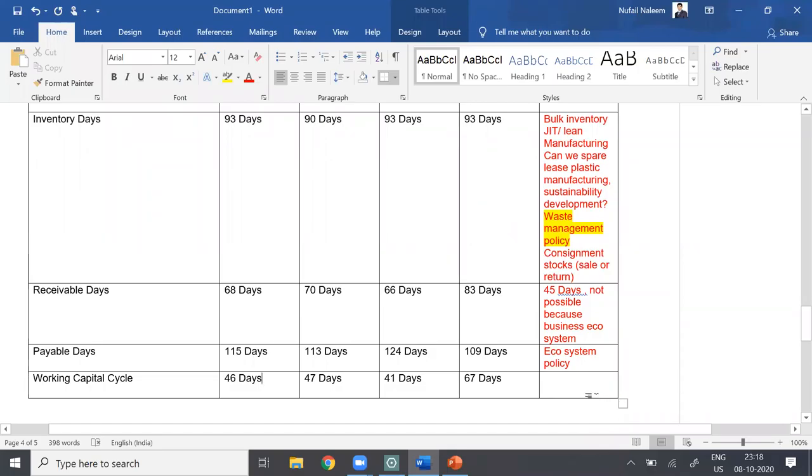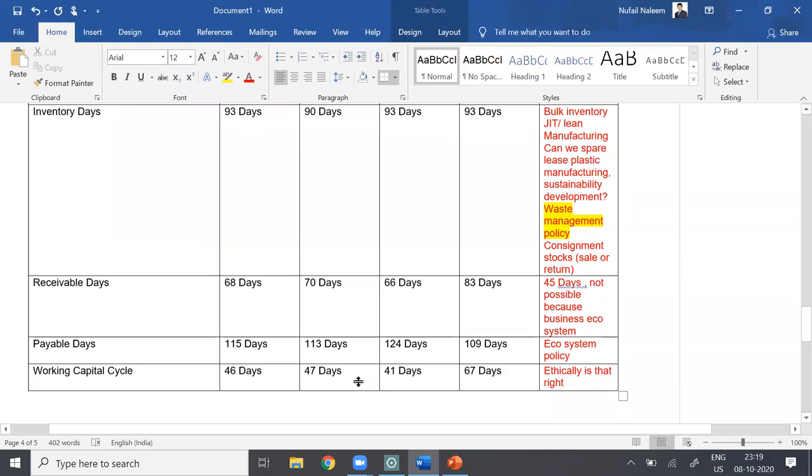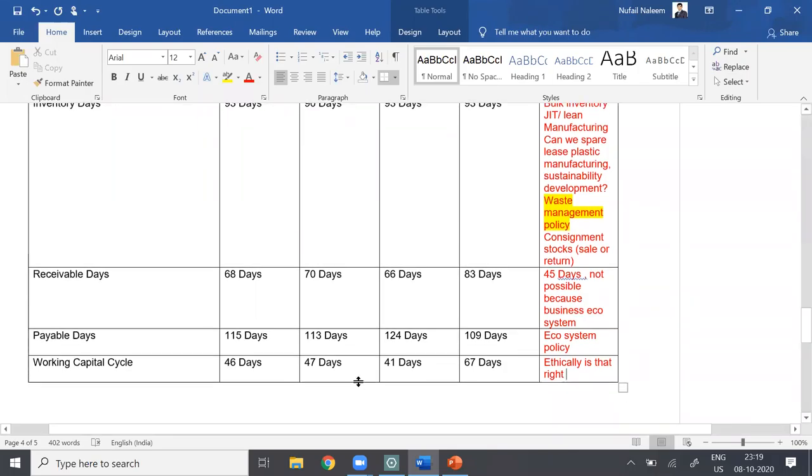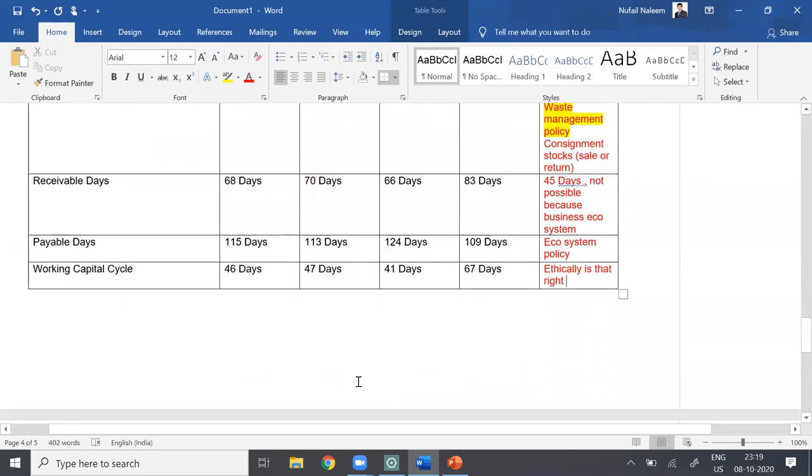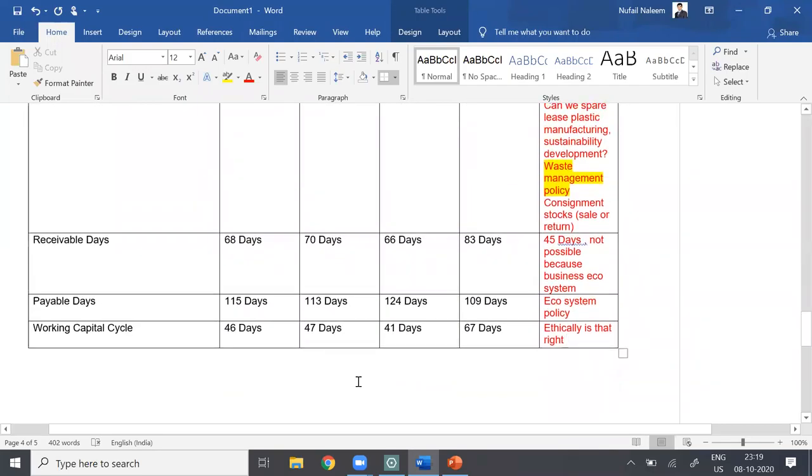So can I make a note of ethics? Yes or no? Because you have money and you are not paying. Is that ethically correct? Maybe industry-wise, okay. Ethically, is that right? That is my question. You get that ethical point, right? Yes. But this will be difficult to justify because the business ecosystem, or your other market peers, are operating in such fashion. Correct. You are 100% correct.